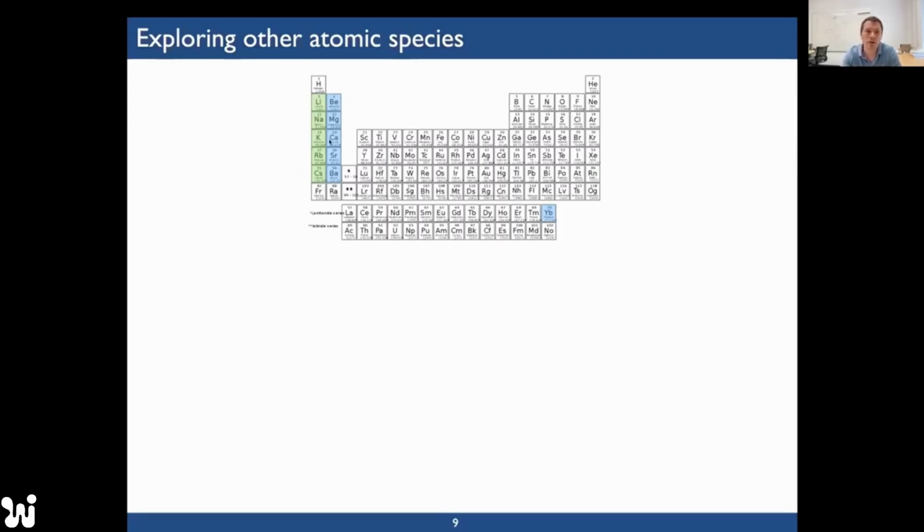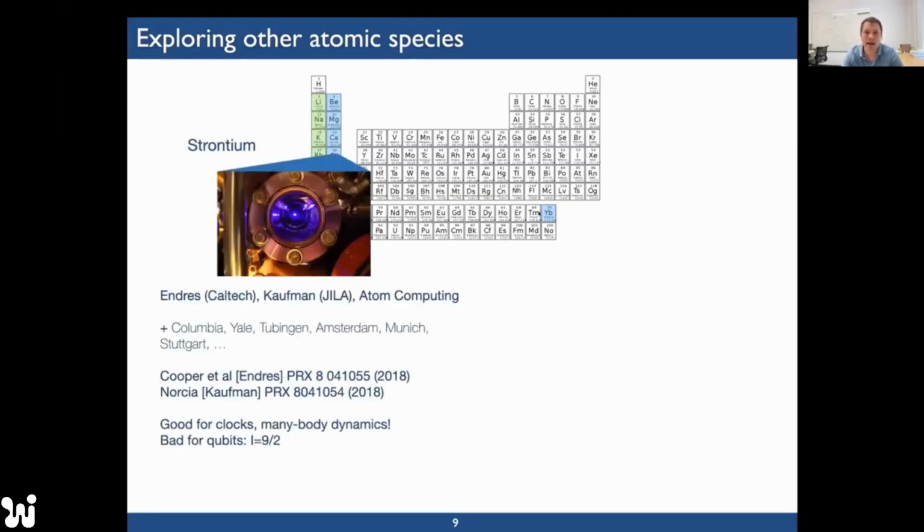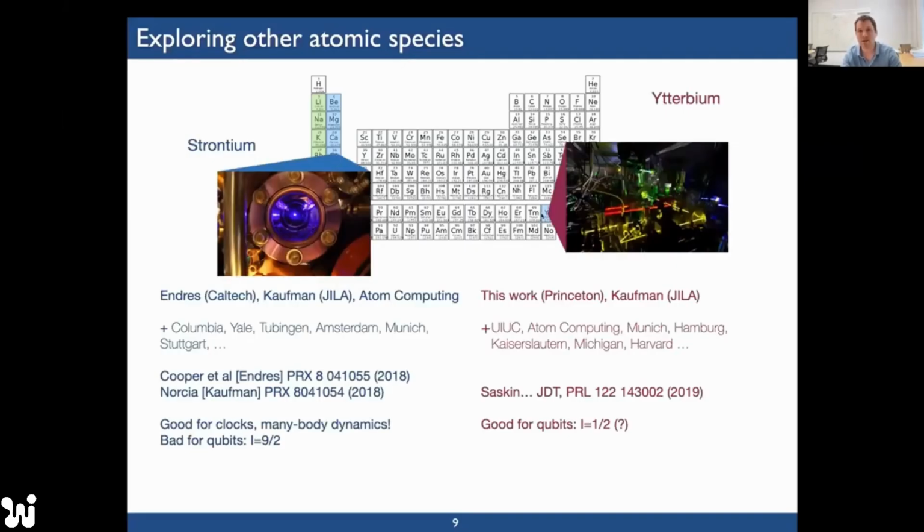But a few years ago, we started looking at the next most complicated atoms on the periodic table, which are these alkaline earth atoms. These have 2 valence electrons. They're basically like helium. And some of the widely studied ones are strontium and ytterbium. Even though ytterbium is down here, it has the same electronic structure as its friends over here. And these atoms have some interesting properties that make them useful for lots of things.